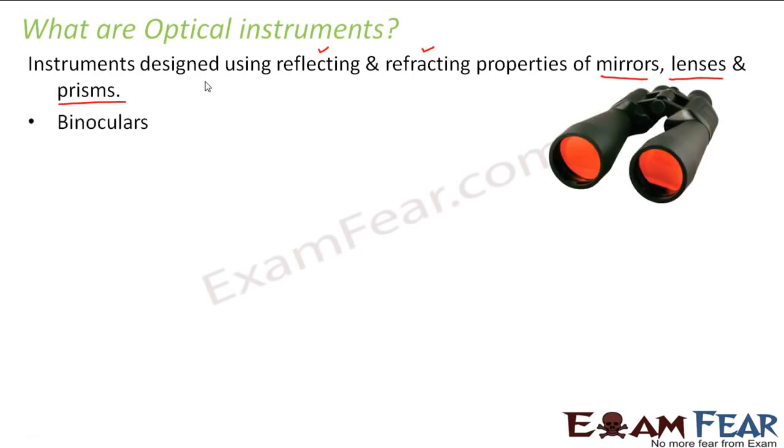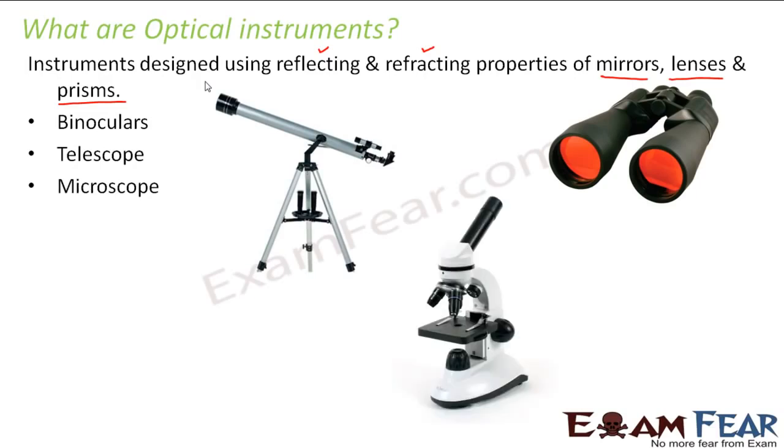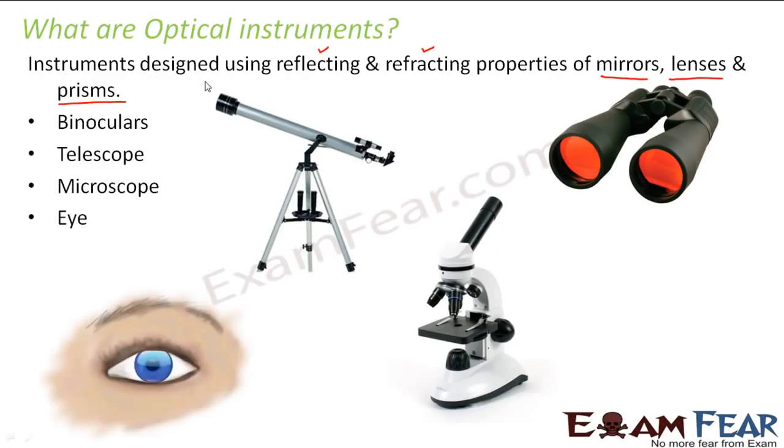Some of the important optical instruments are binoculars, where I already told you that inside binoculars we have an arrangement of prisms, right? Not only prisms, lenses are also there. Telescope, which helps us to see distant objects clearly. Even inside a telescope we have lenses. Microscope, even in a microscope we have lenses. It is just that the types of lenses are different in different instruments, which makes their purposes different.